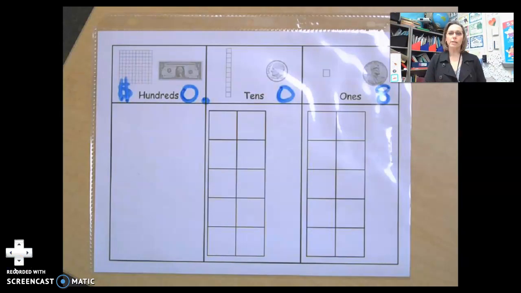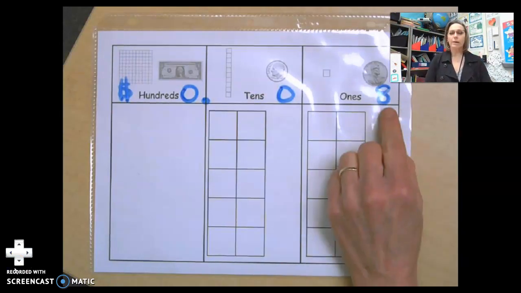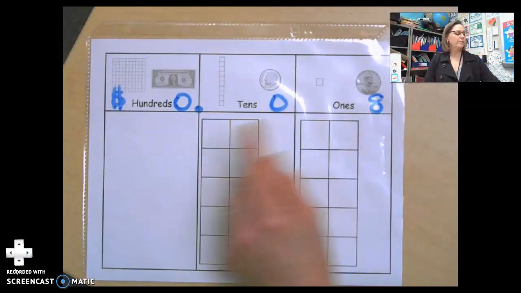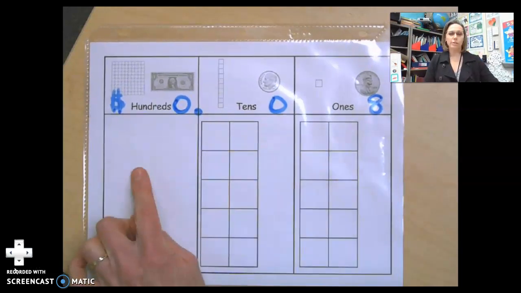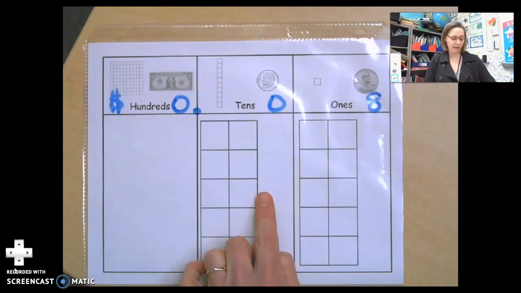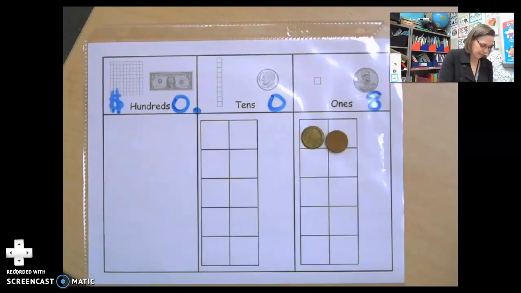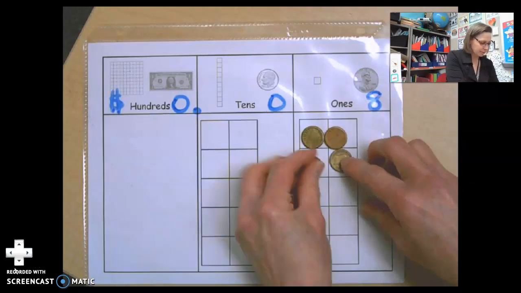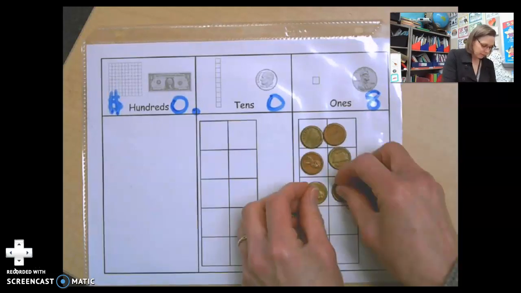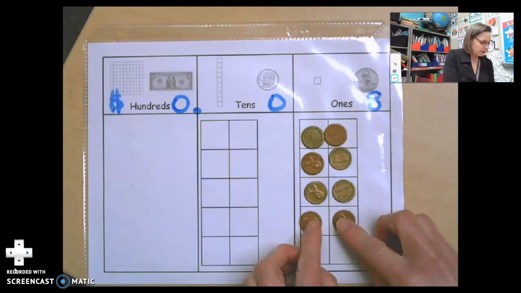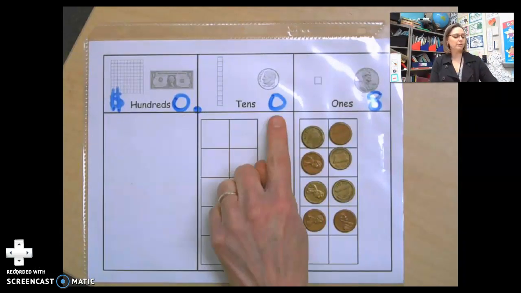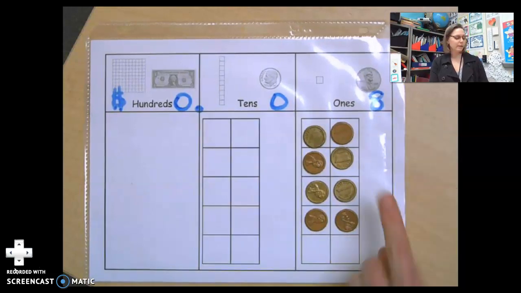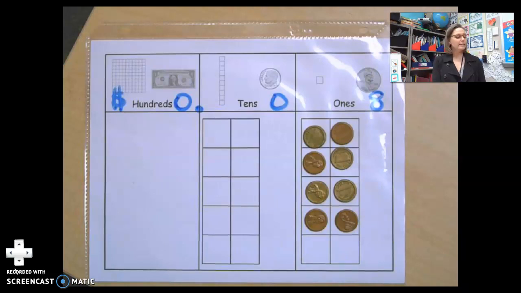All right, this one even looks a little trickier, doesn't it? This is an 8 right here. It's hard to see. Okay, so I have $0.08. So I don't have any dollars. I don't even have any dimes. So let's go ahead and put those 8 pennies in here. So it looks like I have $0. I have 0 dimes. So I just have how many here? I have 8 pennies. So we would say we have 8 cents.